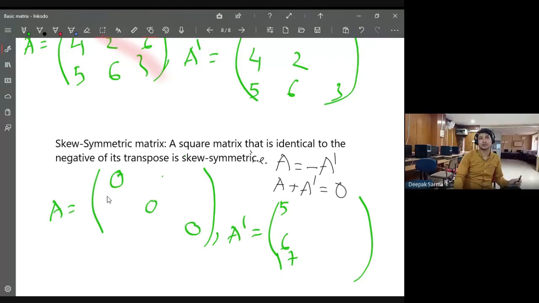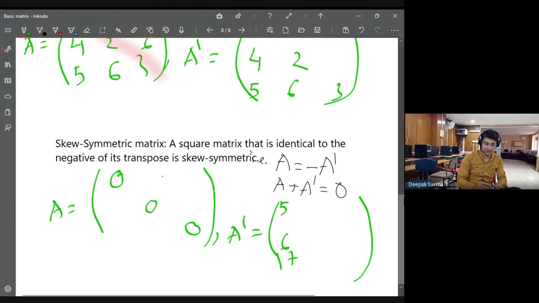Yes. So, if I have any non-zero entry in the diagonal, suppose here 5, then while taking transpose, it is again in the same position. But by definition, A plus A transpose must be 0. Or the entry of A transpose should be negative of that of A. So, if it is non-zero, then it cannot be skew symmetric. So, for skew symmetric matrix, the first criteria is, all the diagonal entries must be 0. Got it? Otherwise, you cannot get skew symmetric matrix.